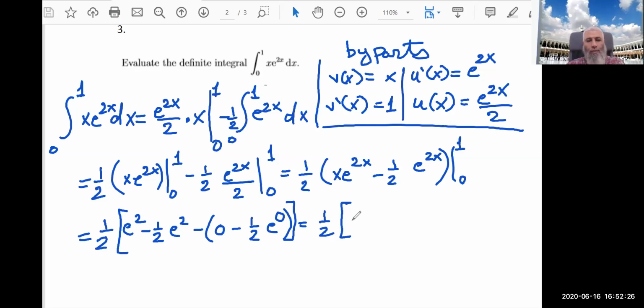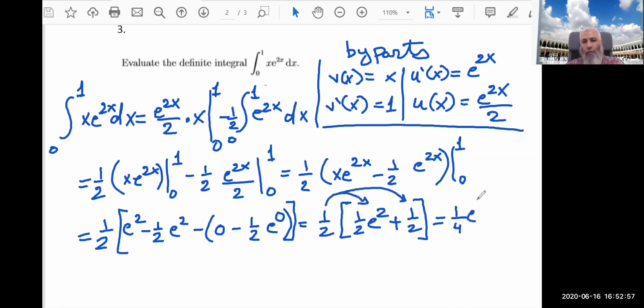What's the result? It would be just 1 half e power 2. Yes, and we have minus, is it? Plus. We have only one half, so we add only one half. So that's the answer, or we can make it like this, 1 over 4. We will multiply this here and this here: 1 over 4 e power 2 plus 1 over 4. This is the answer.